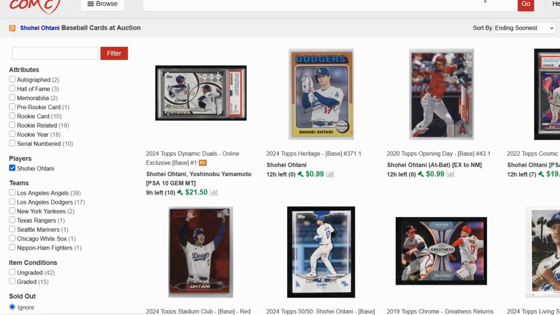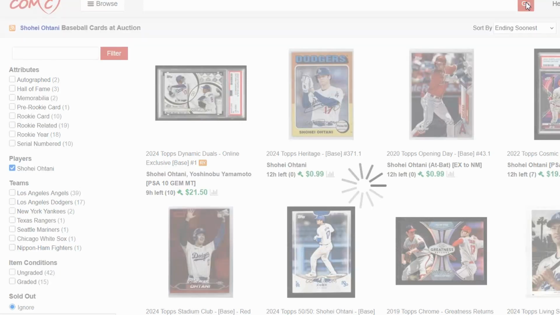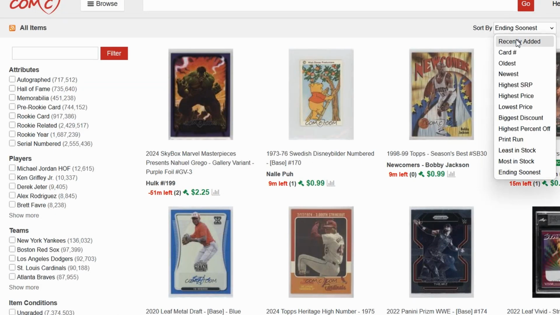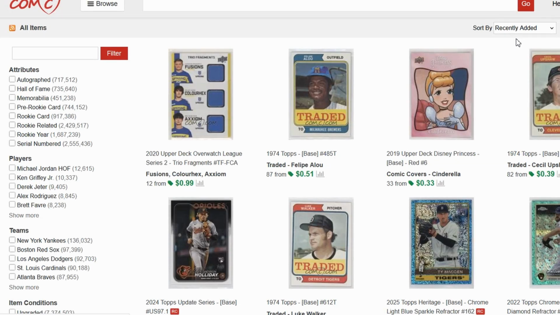Another source, which is just like this, is I'll go to the search bar, I'll do it empty, and instead of ending soonest, I'll go to recently added. And this I'll leave on sometimes even when I'm working. If your job allows this, go ahead.